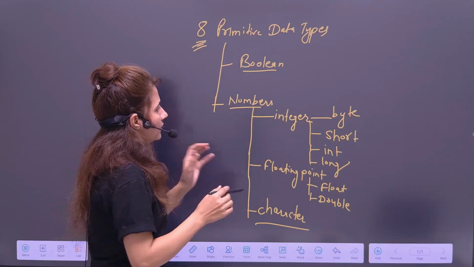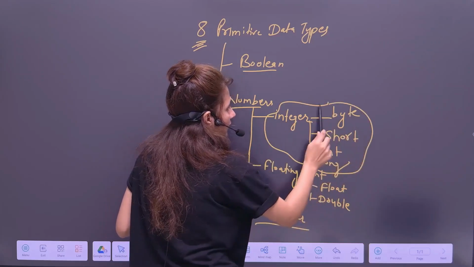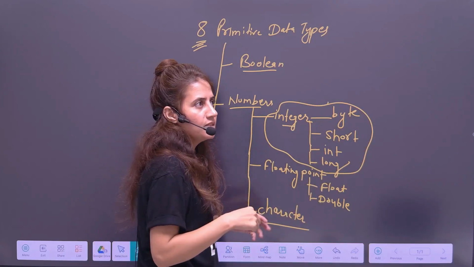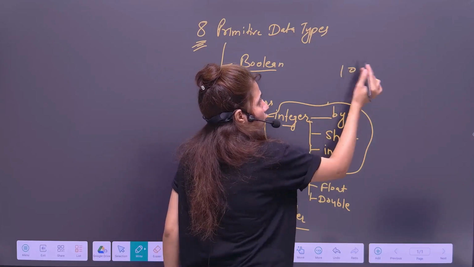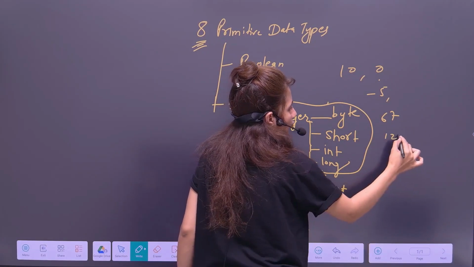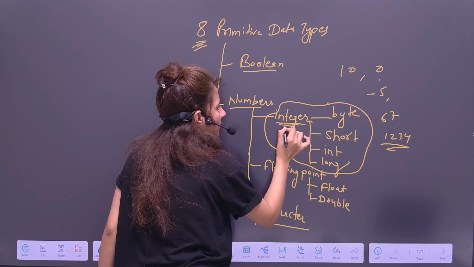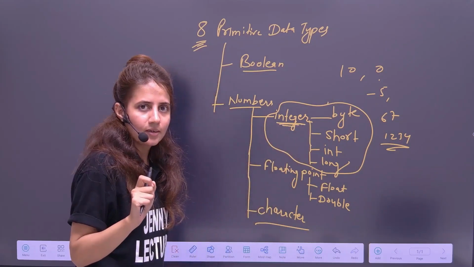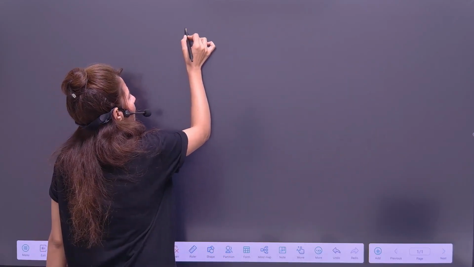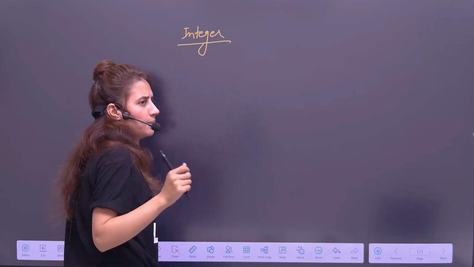Now, see, first we will discuss these 4. Integer. In integer we have these 4 data types to store an integer. Integer means whole numbers. Whole numbers, like I want to store 10, 0, -5, 67, 1, 2, 3, 4. These are whole numbers, so these numbers come under the integer category. Now you must be thinking, why do we have 4 data types to store a simple integer?